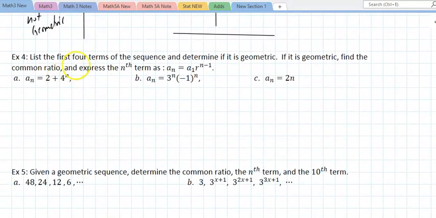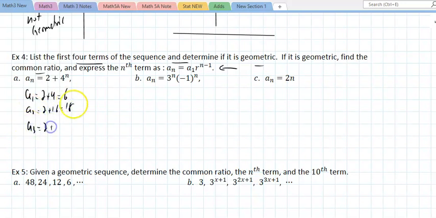List the first 4 terms of the sequence, determine if it is geometric. If it's geometric, find the common ratio and write it in this form. Remember, arithmetic and geometric sequences don't have to match the a sub n form; it could look different. Here, a sub 1 is 2 plus 4, that's 6. A sub 2 is 2 plus 16, that is 18. A sub 3 is 2 plus 4 to the third, 2 plus 64, that's 66. A sub 4 is 2 plus, what is that? 64 times 4, 256, I think it is.